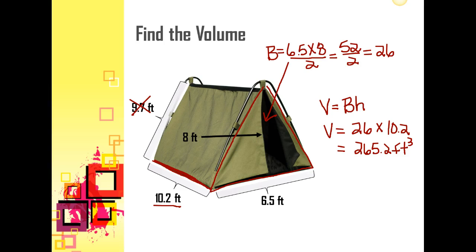We can also calculate the volume by applying our knowledge that this triangular prism is half of a rectangular prism. We will first multiply the length times the width times the height, then we will divide that by 2. The length and width are the dimensions that we use to calculate the area of the triangle, and the height is the height of the prism. Therefore, we'll multiply 6.5 times 8 times 10.2 and divide by 2. This also gives us the volume of 265 2/10 feet cubed.